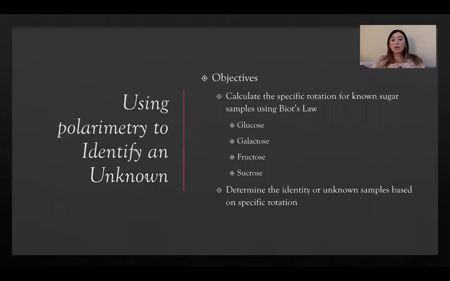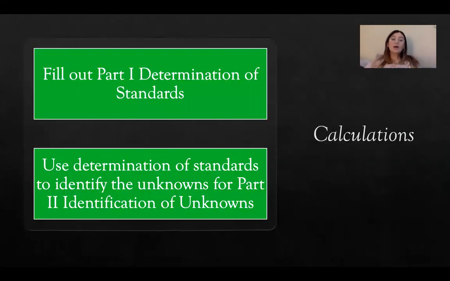Okay, so this is the second part of your lab, and it's called using polarimetry to identify an unknown. If you scroll down on the PDF file, you will find this part too. The objectives for this one are to calculate the specific rotation for known sugar samples using Biot's law. We have glucose, galactose, fructose, and sucrose, and we will determine the identity of unknown samples based on specific rotation. Basically, we're going to get a specific rotation, and then determine, okay, is it glucose, galactose, fructose, or sucrose?